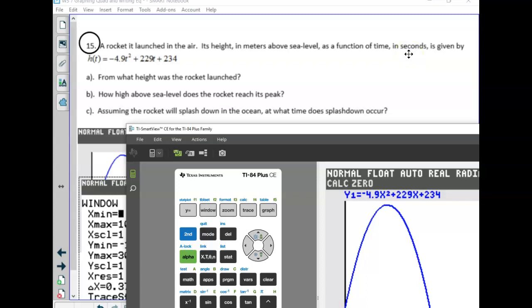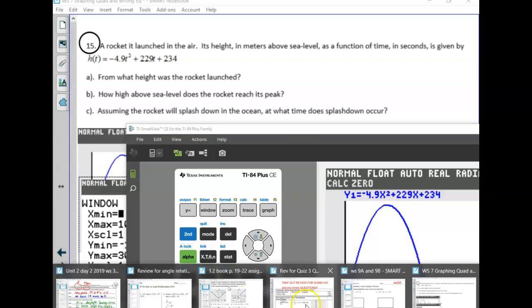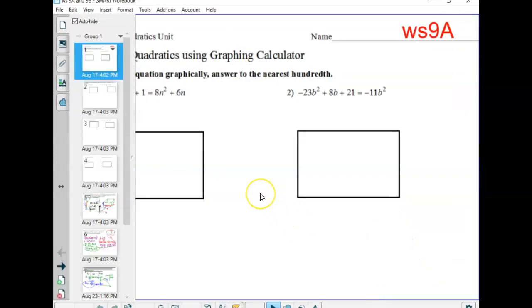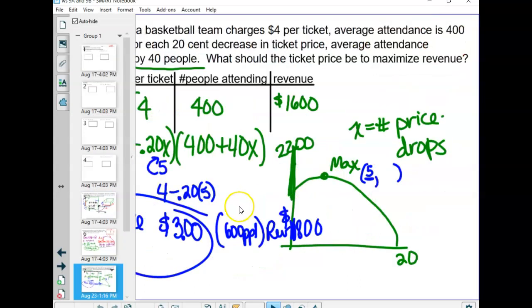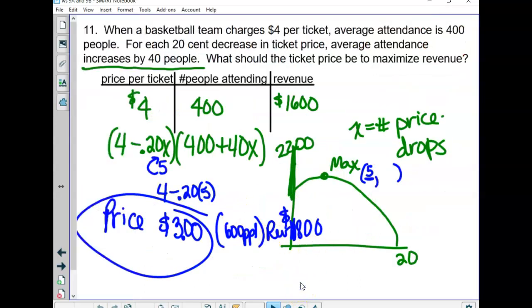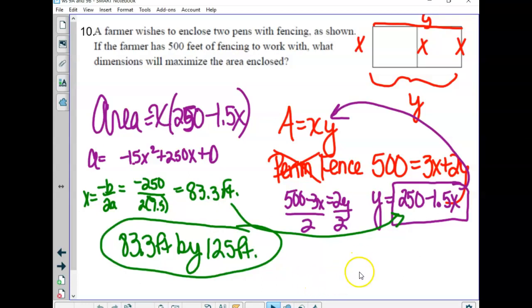Better? I think it was like, what does that even mean? Maybe, yeah. Somebody else? Yes. 9B. Number 10 is this one, okay.